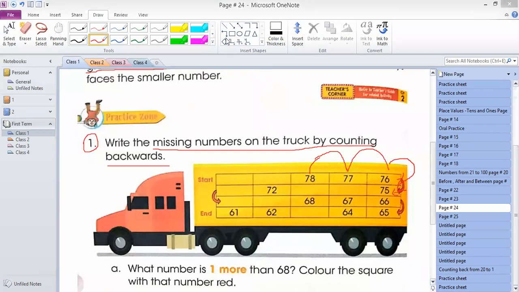Very good, very good. Now what I need to write here, you will tell me, guys. The number which comes before 75, I should write here. So answer me in the chat box, what should I write here?